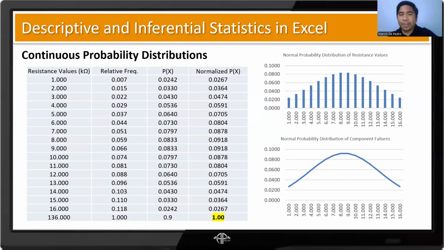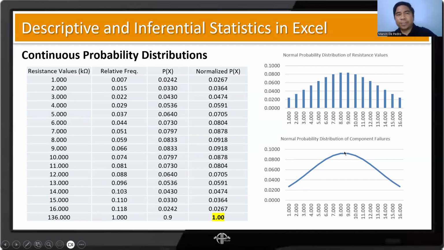And again, as part of our data preprocessing, it would be best to normalize this. So we divide everything by 0.9, and we have these normalized values. If we take the sum of all the normalized values, we get exactly 1.0. We can now plot this as something like this. It's like a bell shape. Or if we use a line graph to plot this, then it will be something like this.